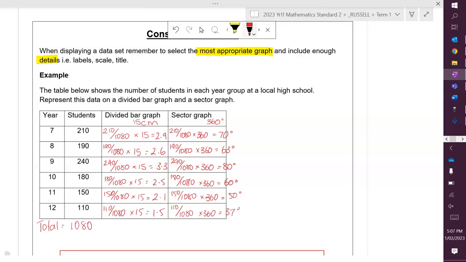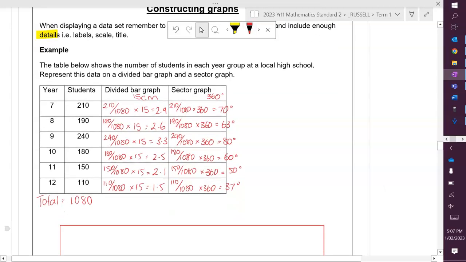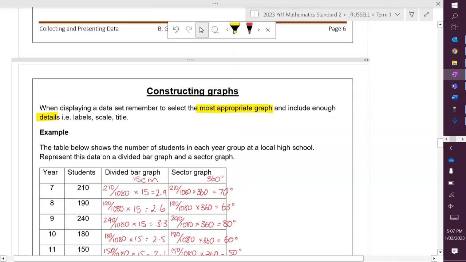Now be mindful when you're doing your sector graph and your divided bar graph that when you add all of these numbers up, you need to make sure that they add to what it should be. So do these numbers add to 360? Do these numbers add to 15? That's really important to check, especially with your rounding. You might need to go back and look at some of those rounding. So now what we're going to draw is our divided bar graph.